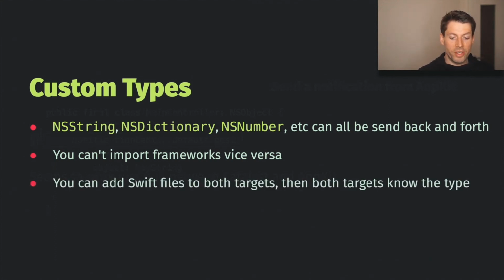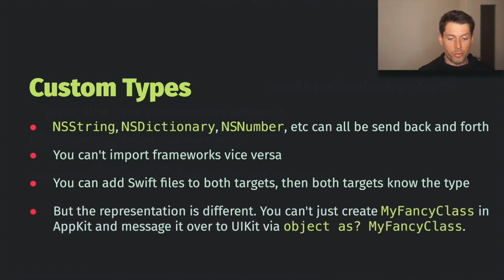You could, for example, easily add one file to both targets, but even that doesn't work because the types are fundamentally different. Even though you have one Swift file that has a myFancy class, and you initialize it on both the AppKit side and the UIKit side, UIKit will not be able to understand this class because the memory layout of the class is a little bit different, and it will all be confused. So the representation is different. You can't just do that.